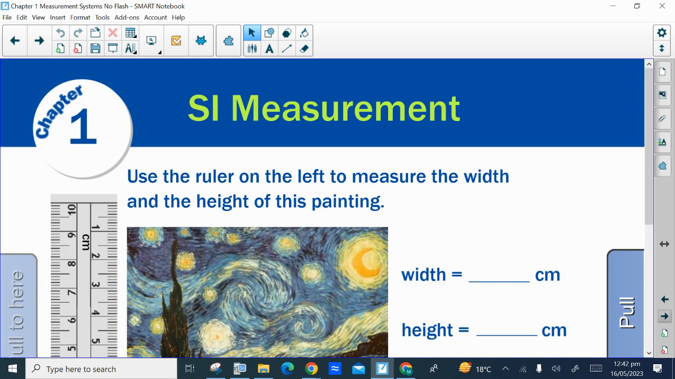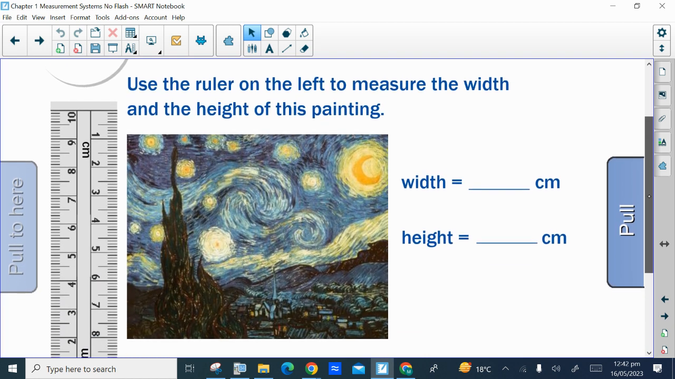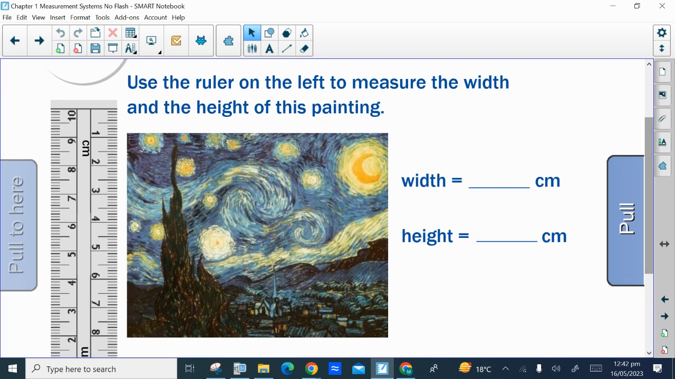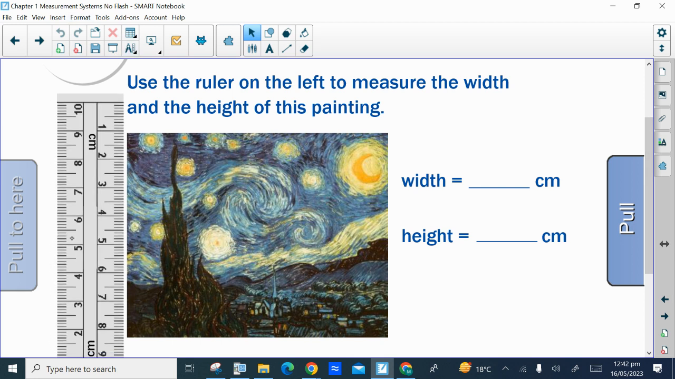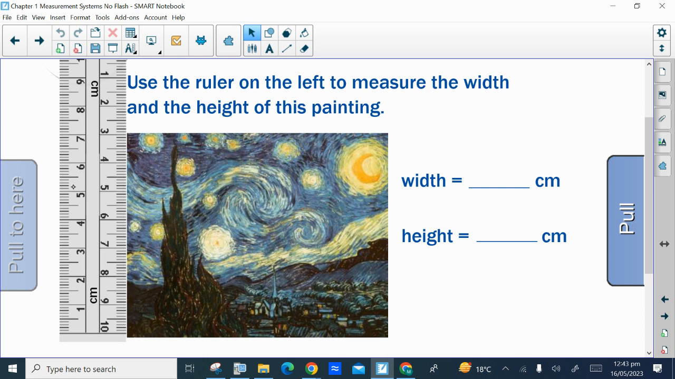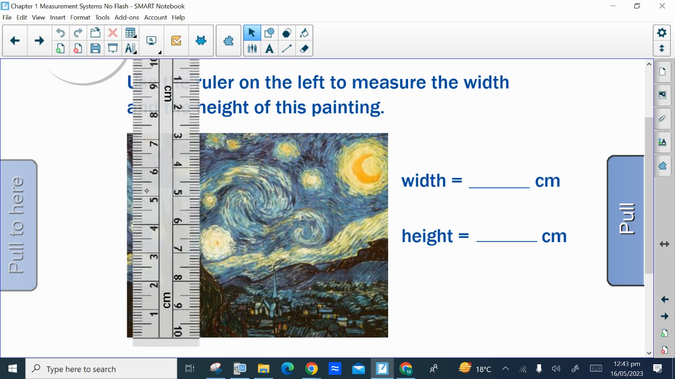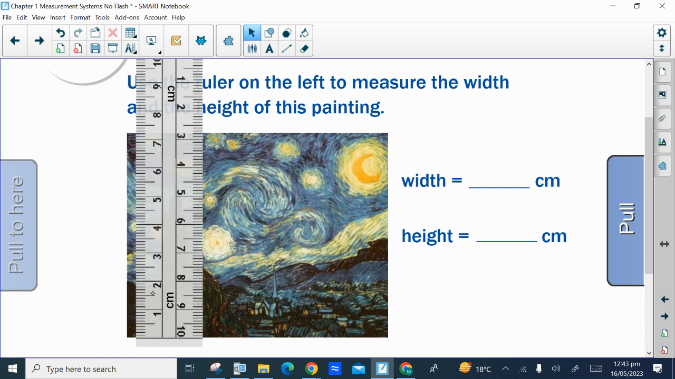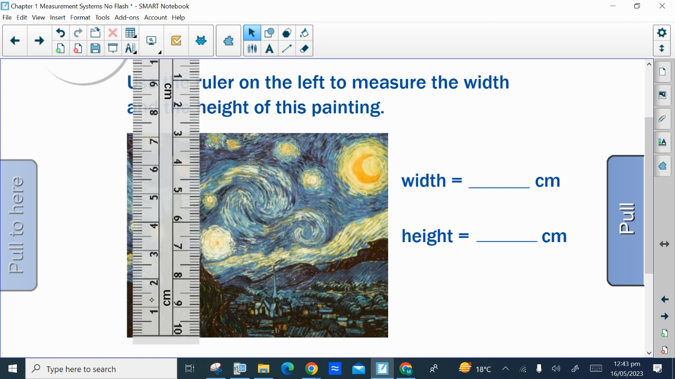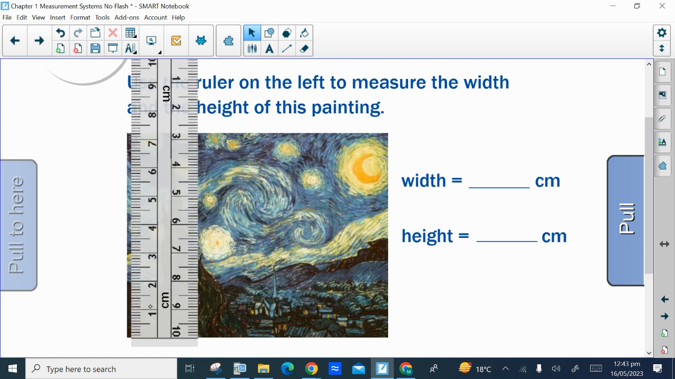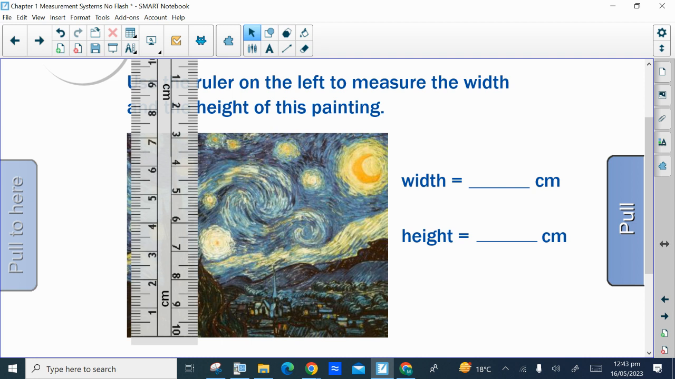Okay, Brooklyn? All right, so let's start with measurement. This first question says, use the ruler on the left to measure the width and the height of the painting. So I've got a ruler here, and this is a ruler that's in centimeters. You can see right on the ruler it says centimeters. So if you were using a ruler on your page, because the scale will be a little bit different, the picture that you see on the smartboard or on the TV is bigger than what you'd see probably on your page.